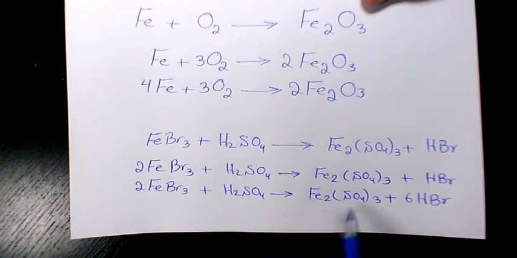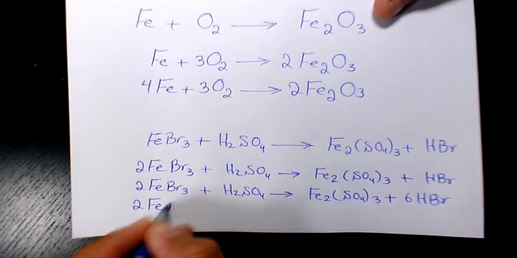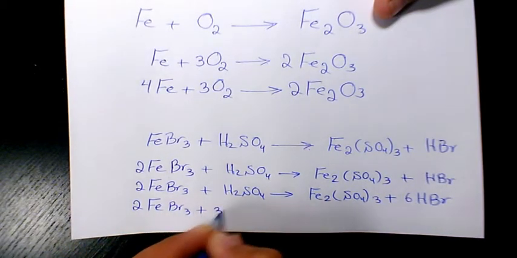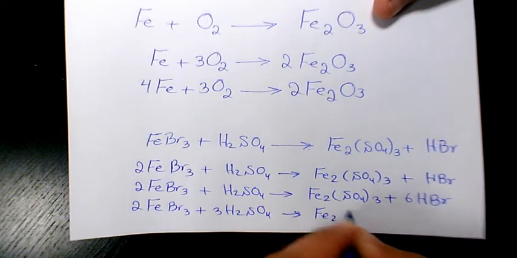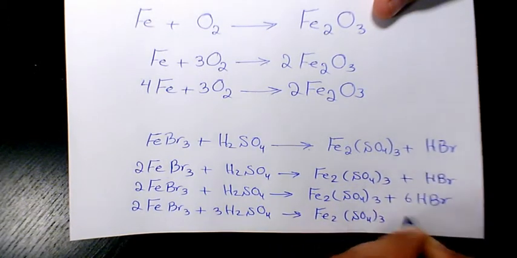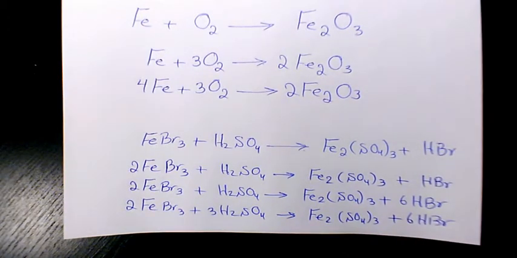What about SO4? We have 3 in here, so we must have 3 in here as well. So 2 FeBr3 plus 3 H2SO4 gives us Fe2(SO4)3 plus 6 HBr. Now the hydrogen is also balanced because we have 6 H and 6 H in here.